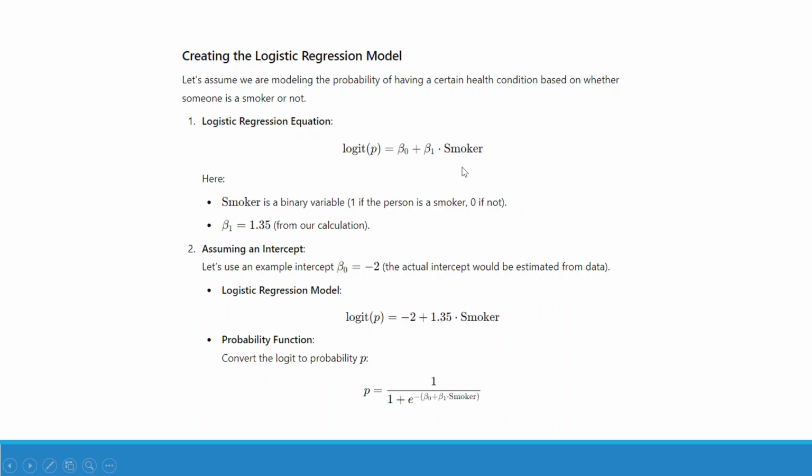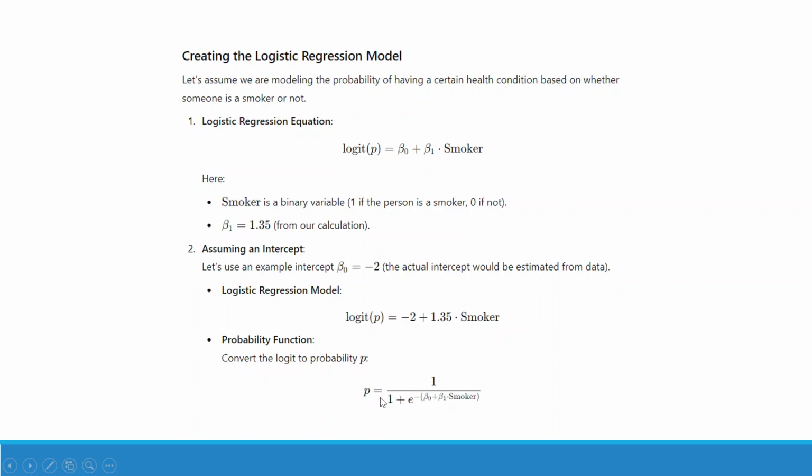So if a person smokes, the value here will be 1, and if the person does not smoke, the value will be 0. We found out that the beta 1 is 1.35. Let's assume that beta 0 is equal to minus 2. So our equation is logit P is equal to minus 2 plus 1.35 into smoker. Naturally, if a person is a smoker, if I insert the value 1, the risk is 1.35 times more. It's so simple. Now convert the logit to a probability P.